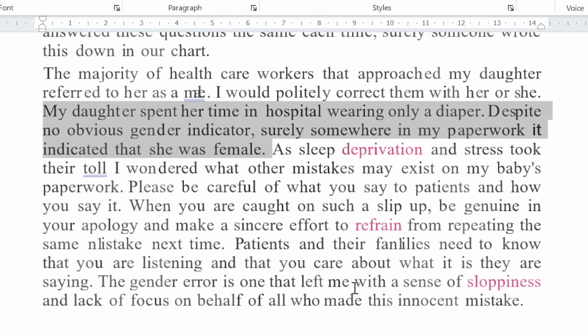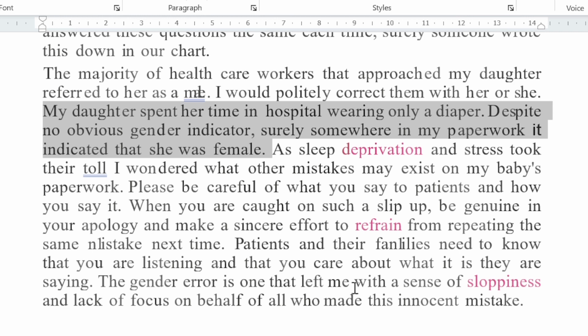My daughter spent her time in the hospital wearing only a diaper. Despite no obvious gender indicator, surely somewhere in my paperwork it indicated that she was female. Here the speaker's daughter was dressed in only a diaper during her time in hospital and there were no clear signs indicating her gender. However, the speaker believed that the paperwork given to the hospital would have mentioned that she was a girl.